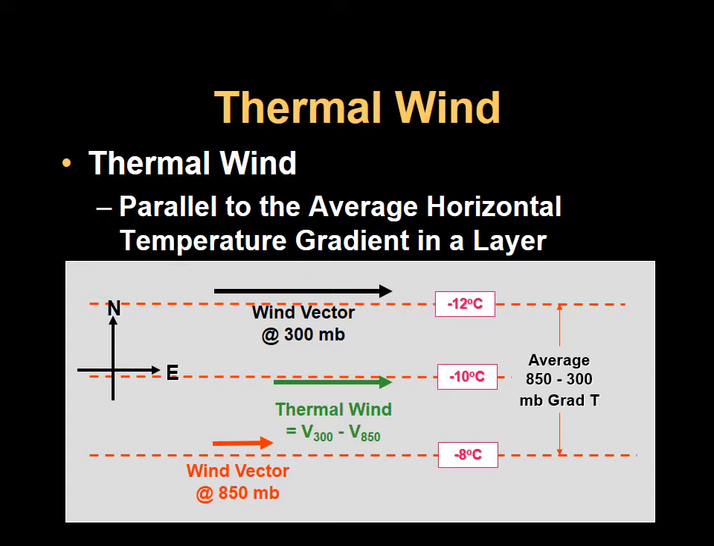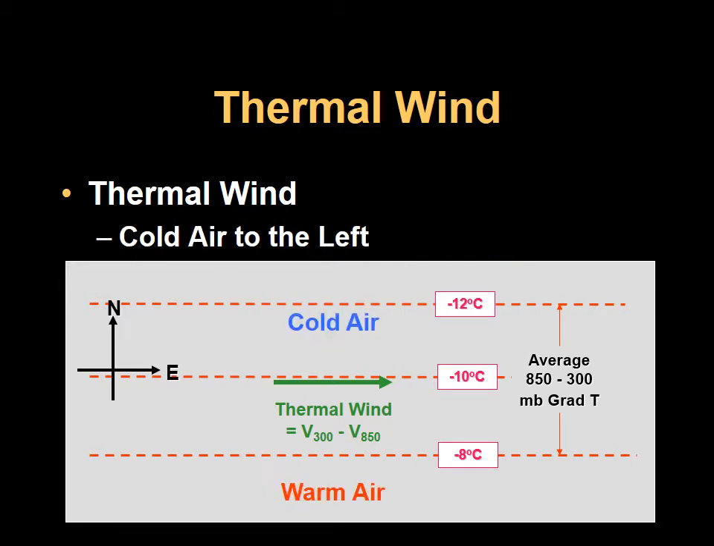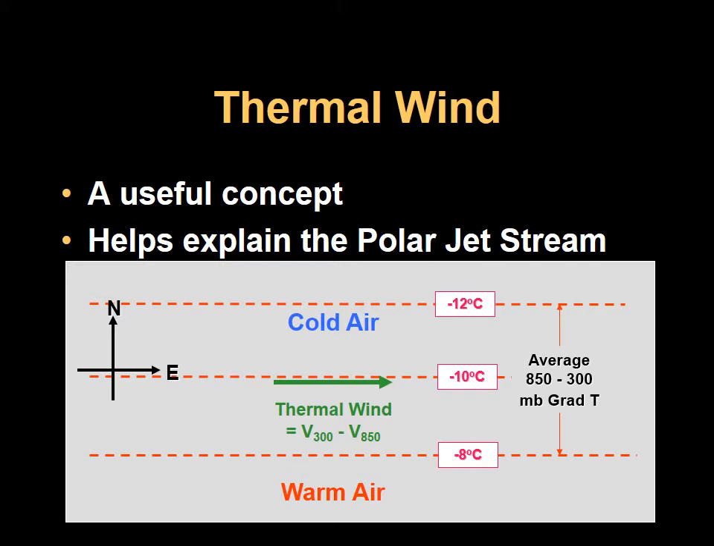So, a quick review: we already said that the thermal wind is parallel to the average horizontal temperature gradient in the layer. In other words, it runs parallel with the isotherms, with cold air to the left. And the thermal wind, we saw from our calculation, produces a stronger wind aloft. If you have a weak temperature gradient in a layer, the integrated effect of the sloping pressure surfaces results in a stronger wind aloft, which we call the jet stream. Specifically, because this results from a temperature gradient, we're going to call this one the polar jet stream.